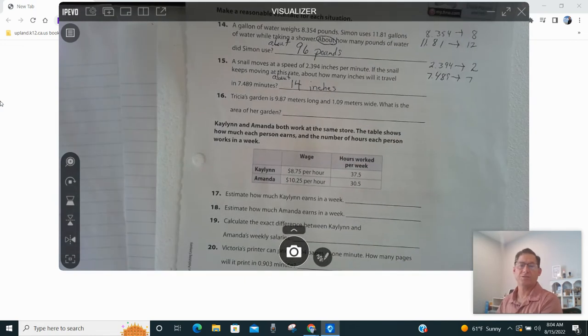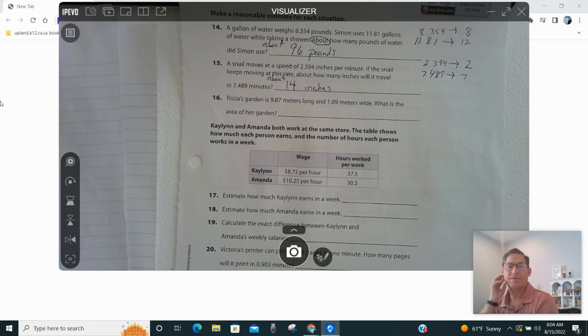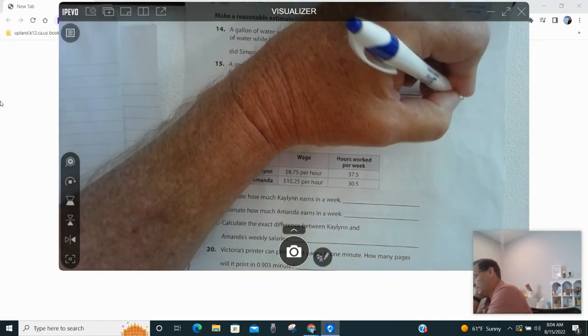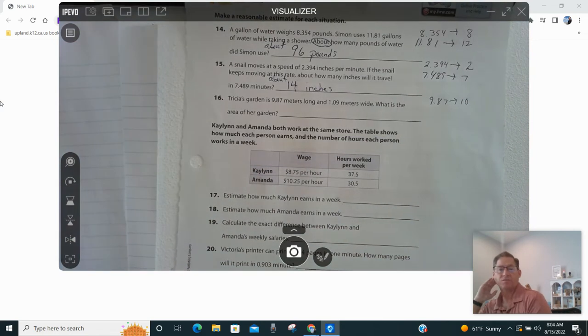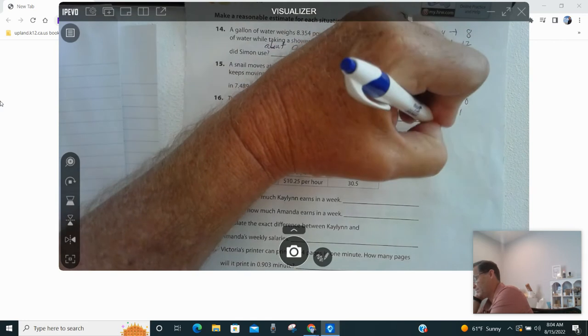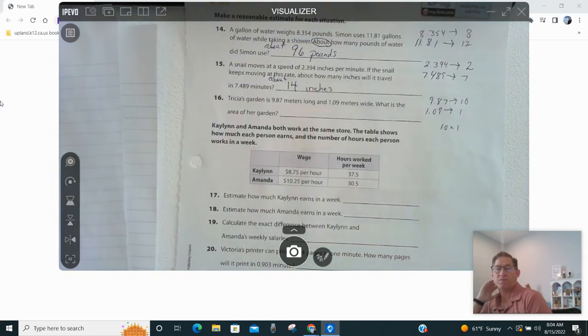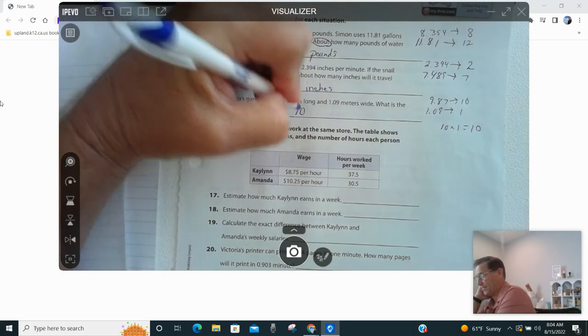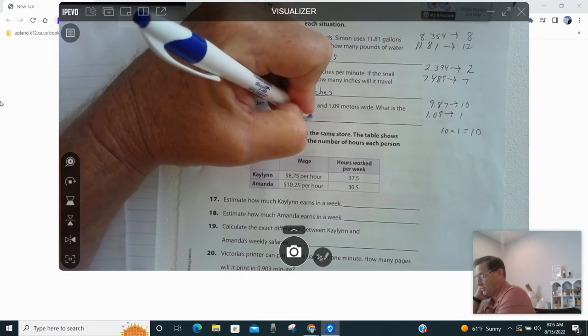Number 16, Trisha's garden is 9.87 meters long and 1.900 meters wide. What is the area of her garden? 9.87 is close to 10. 1.900 is close to 1. We find area by multiplying length times width. So 10 times 1, 10. So 10 square meters.